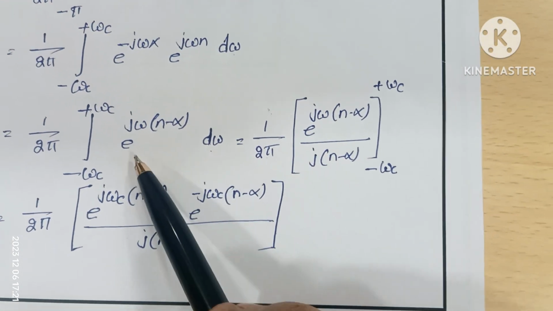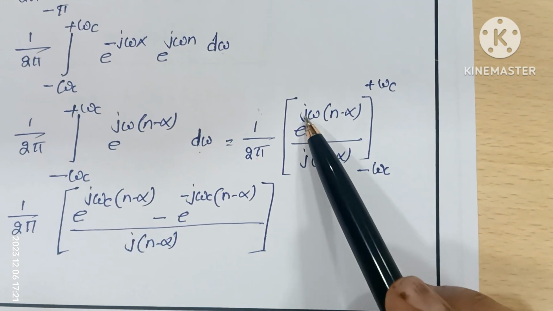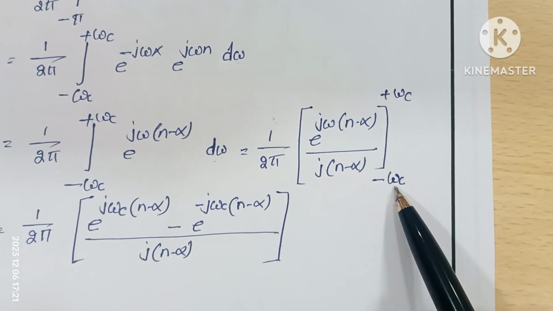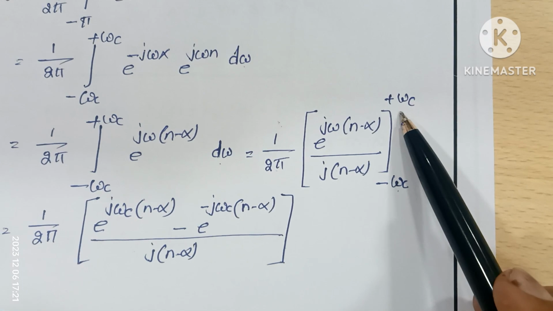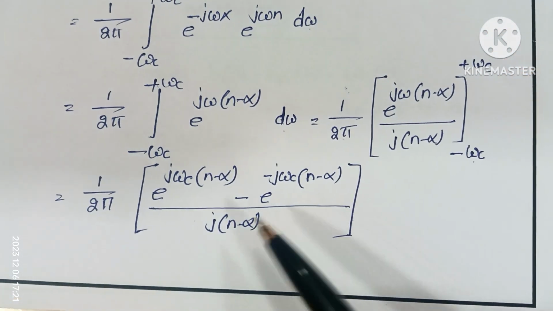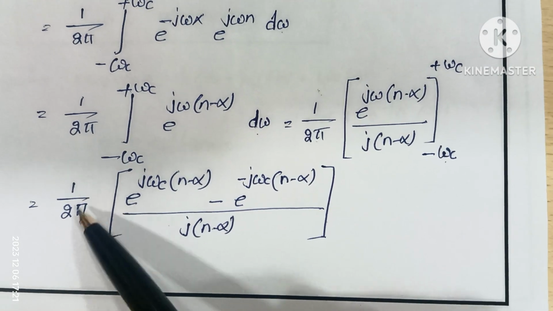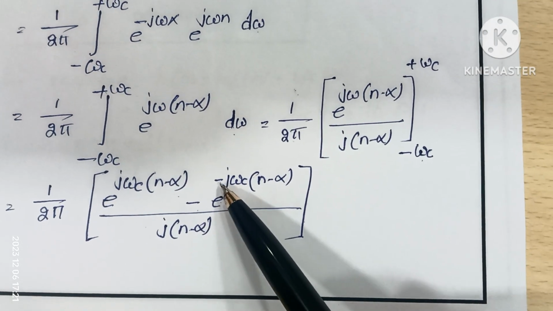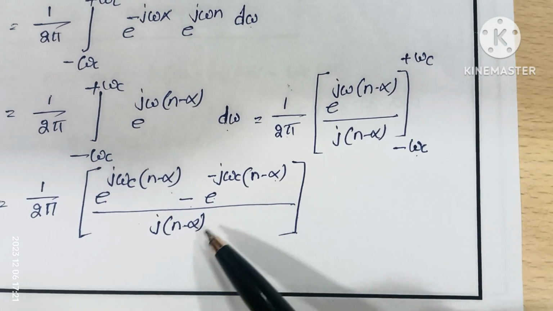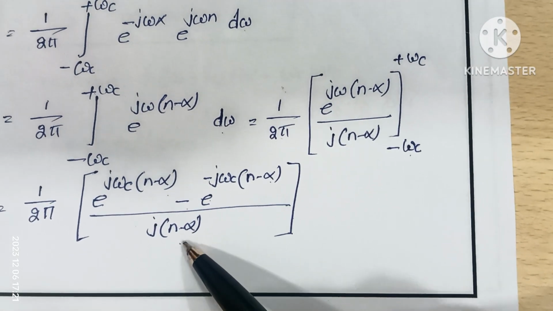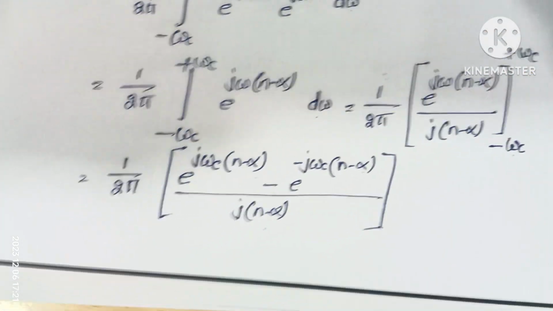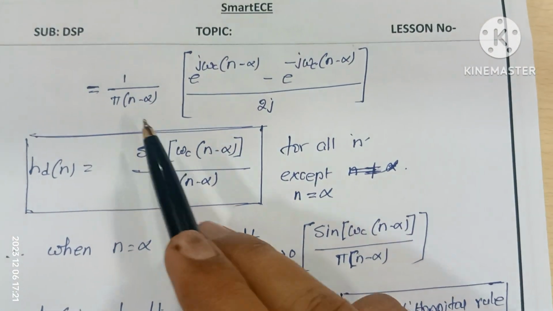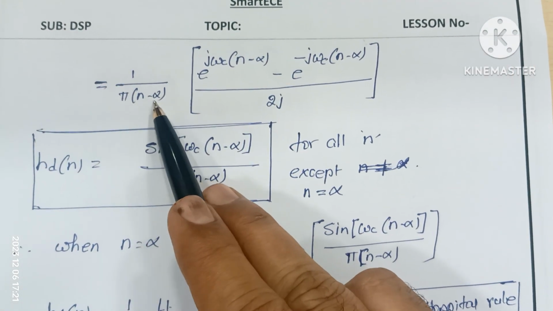So 1 by 2 pi integral of e power x is equal to e power j omega into (n minus alpha) by j (n minus alpha), and we have to substitute the limits from minus omega c to plus omega c. After substituting this limit, it is nothing but 1 by 2 pi times e power j omega c (n minus alpha) minus e power minus j omega c (n minus alpha) divided by j (n minus alpha). So here we'll continue, which is equal to 1 by pi (n minus alpha).